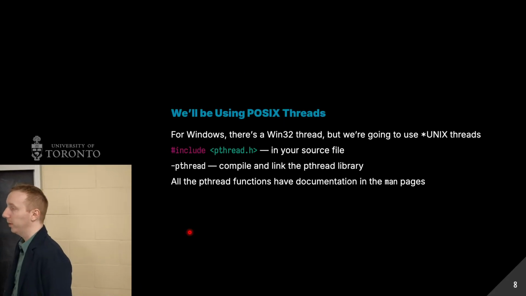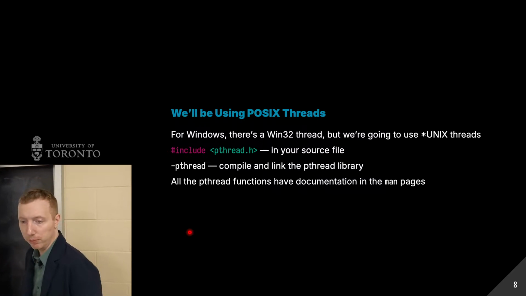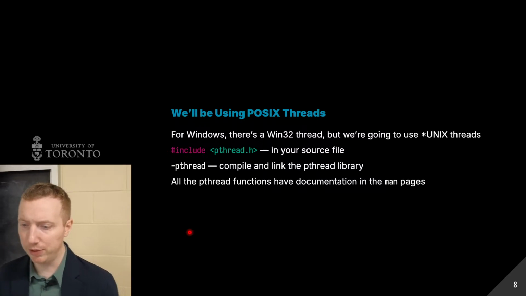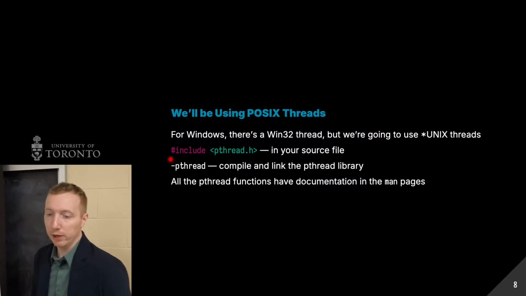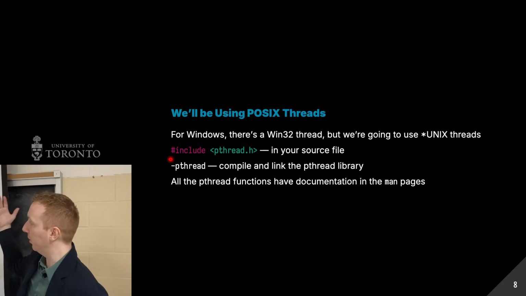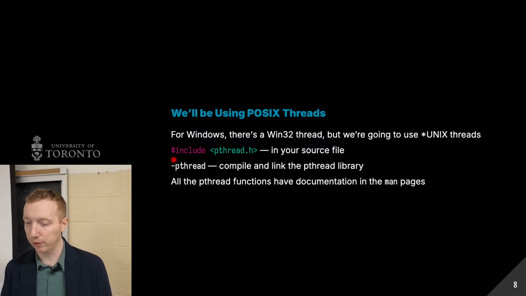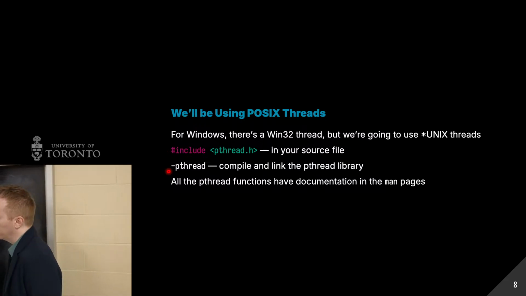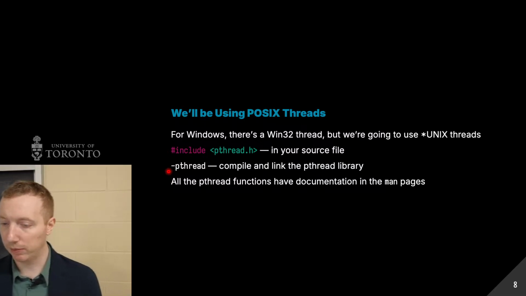So throughout this course, we'll be using POSIX threads. Pretty much everything is built on these. For Windows, of course, there's a Win32 thread, but we're going to use Unix threads. You can actually use this on Windows too. A lot of people do because they just like it better. How you use it is you just do #include <pthread.h> in your source file. The p is short for POSIX threads, and then you just use -pthread for compiling and linking the library. For all the code I give you, I've already done this for you as part of the build system, so you don't have to worry about it.